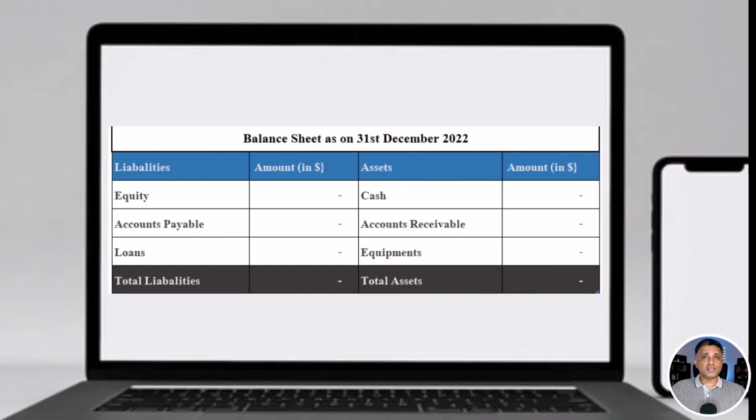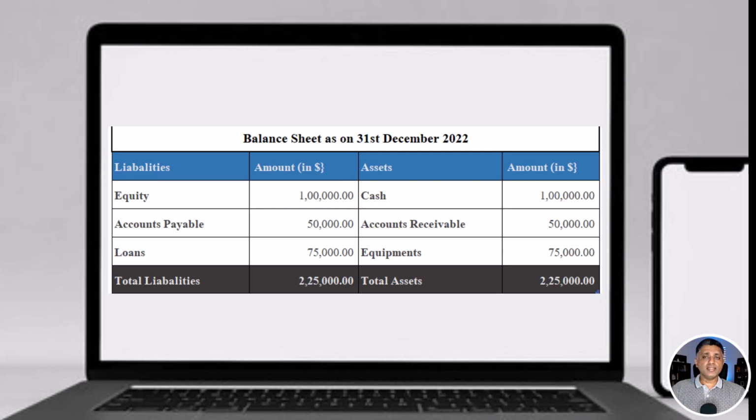For example, if a company has $100,000 in cash, $50,000 in accounts receivable, and $75,000 in equipment, its assets would be $225,000. If the company has $50,000 in accounts payable and $75,000 in loans, its liabilities will be $125,000. Finally, if the company has $100,000 in owner's equity, its equity would be $100,000.